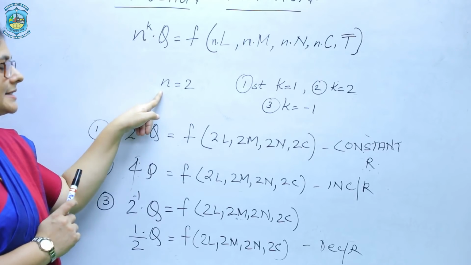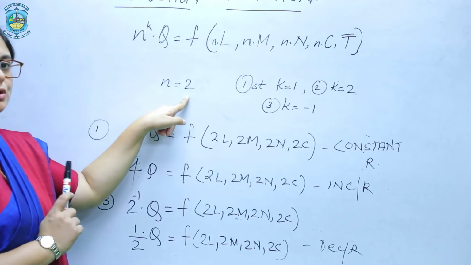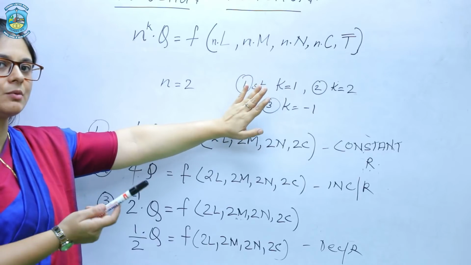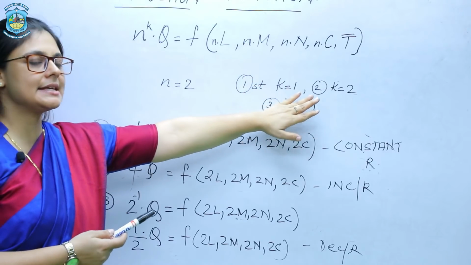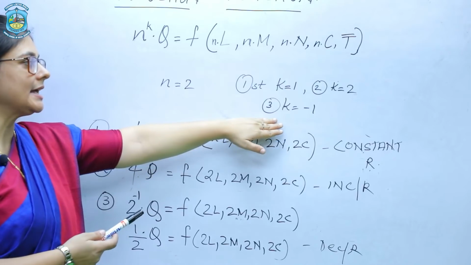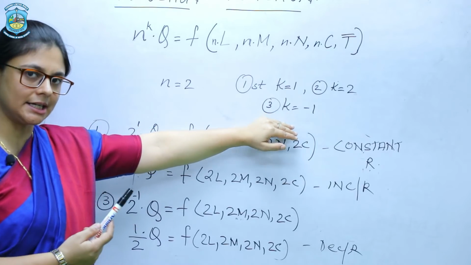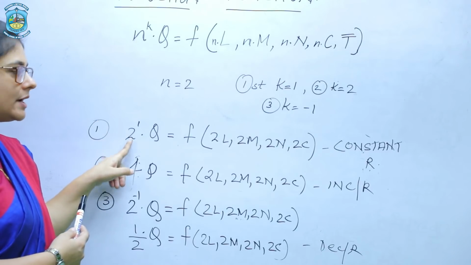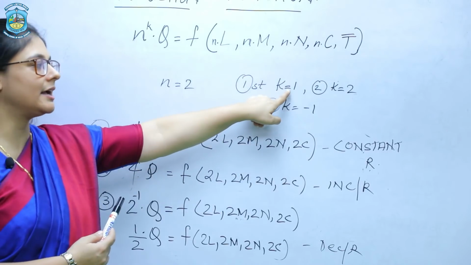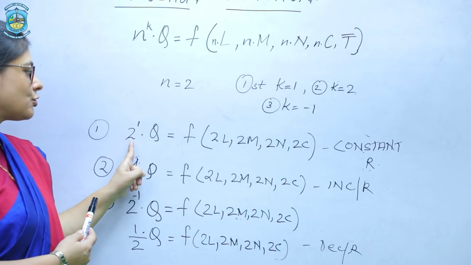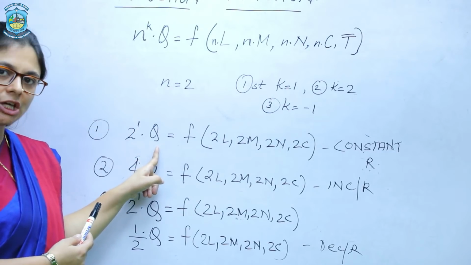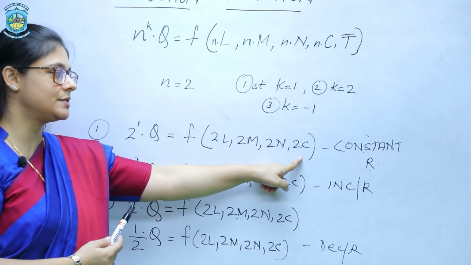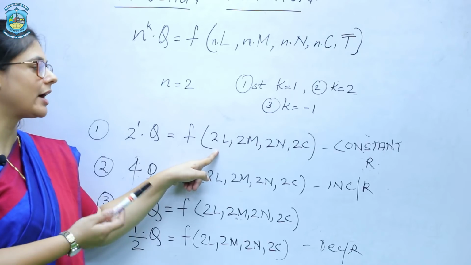Here, let us take an example for n equal to 2. First case, k equal to 1, that is a linear function; k equal to 2 in the second case, and k equal to -1 in the third case. First case is explained here, n is equal to 2 raised to the power of k. K here in the first case is 1. So, 2 times Q, function of 2L, 2M, 2N, 2C. These four are the inputs.